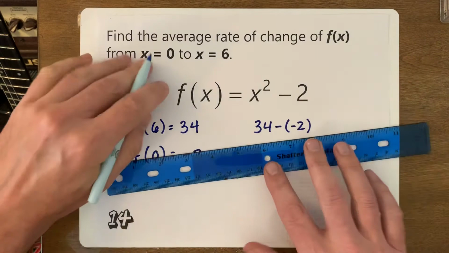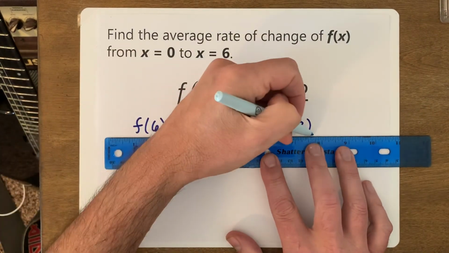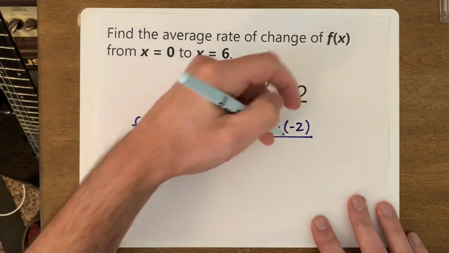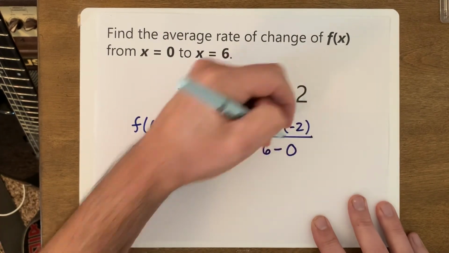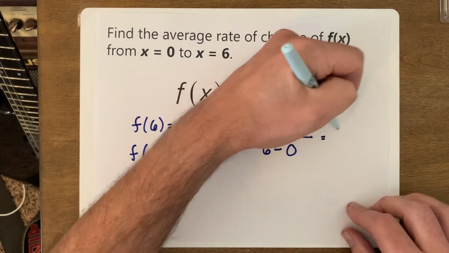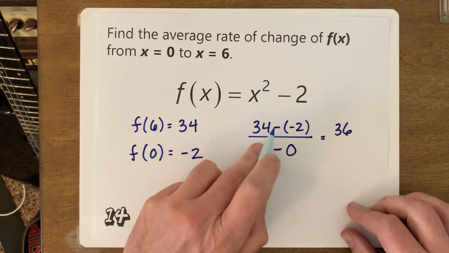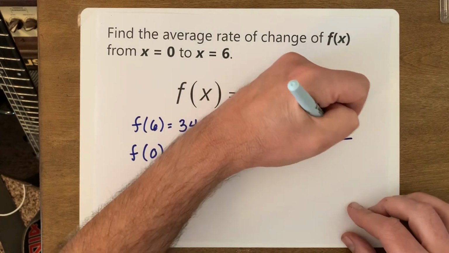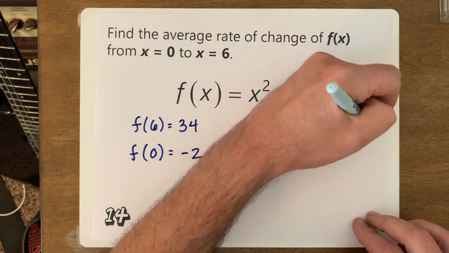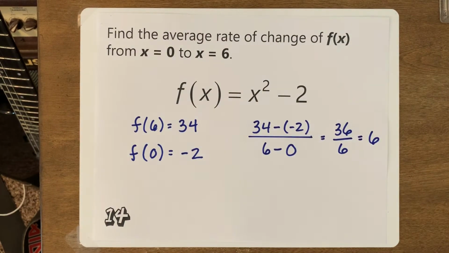divided by, I'll use a straight edge here to make it look nice, divided by 6 minus 0. All right, so 34 minus -2, I believe that's going to be 36 because two negatives make a positive, divided by 6, and this one actually turns out to be 6. For your average rate of change.